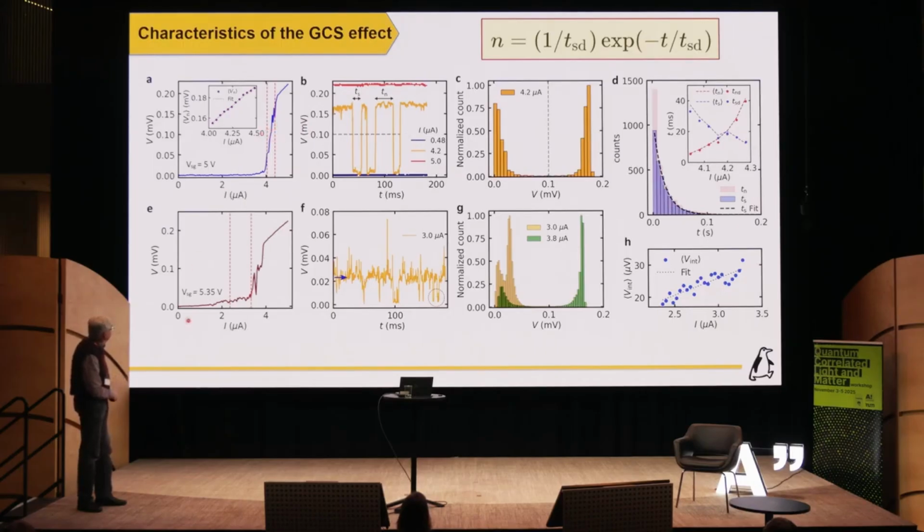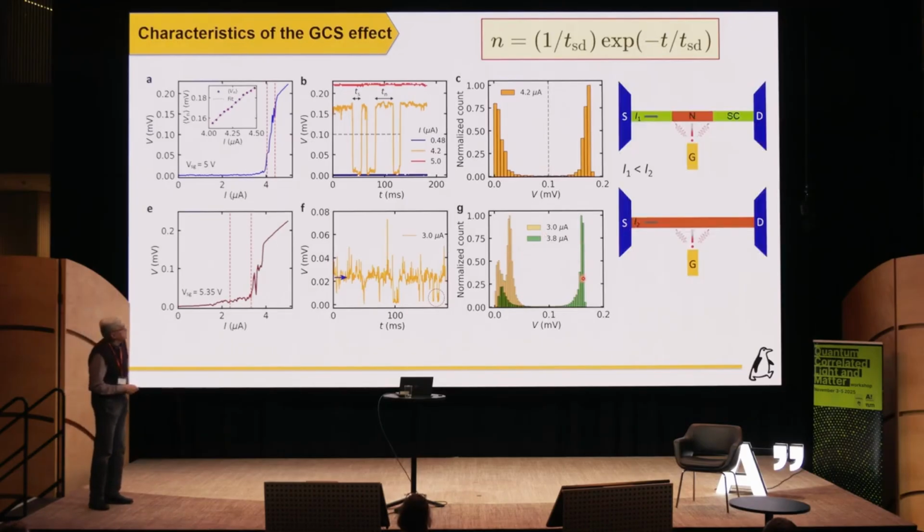If you now go lower to lower currents, then the behavior is a bit different. You have switching up and down from an intermediate level, and you can then make distributions, and you see that you have 2 different peaks here at lower voltages, and then if you increase the current, you get this peak at higher voltages. So you can deduce from here that in this case, you have a small region becoming normal in the system, and here, in this case, you can deduce that the whole wire becomes normal.